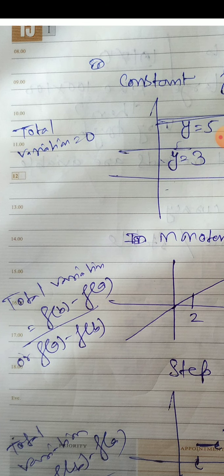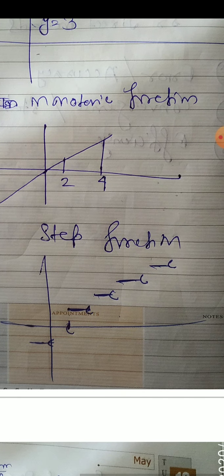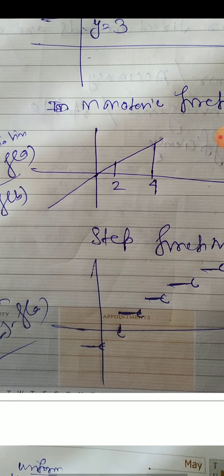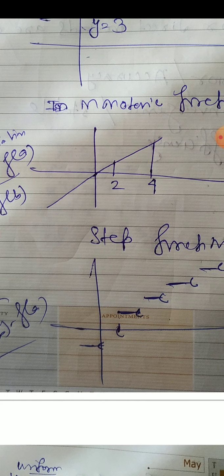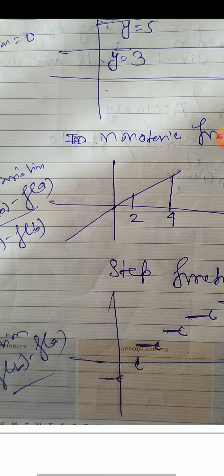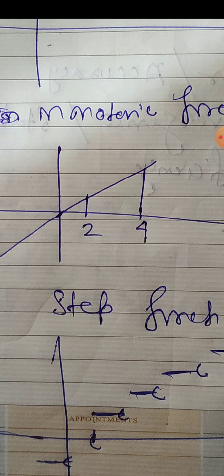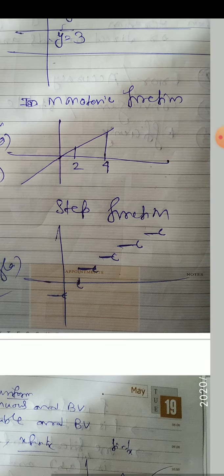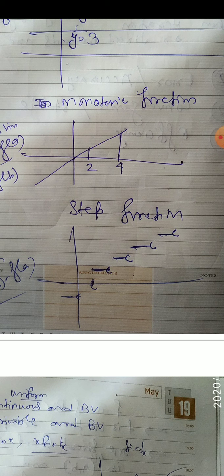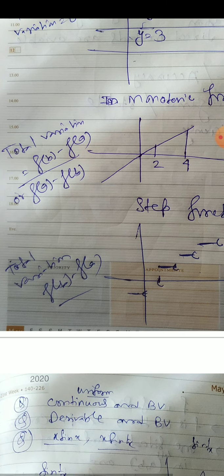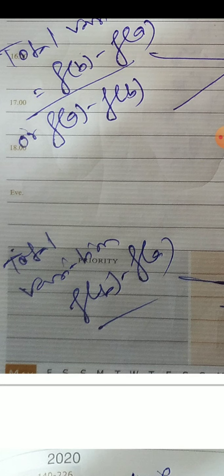If you are thinking of a function like y equal to x, the total variation will be f of b minus f of a. Suppose you are considering the interval 2 to 4, then the variation is 4 minus 2, that means f of b minus f of a. Similarly, a step function has a similar property, and it will also have the total variation as f of b minus f of a.